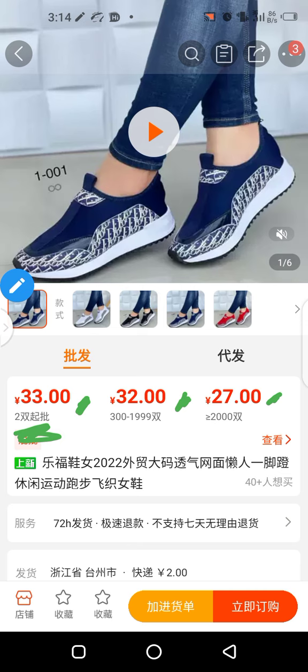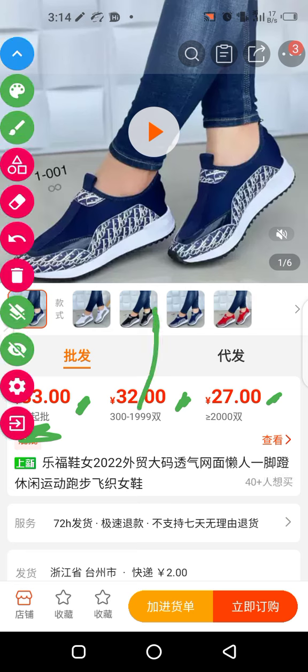So 2 to 299 is at 33 yen, 300 to 1,999 is at 32 yen, and 2000 and above is at 27 yen. But if you are buying one, because the supplier didn't put the minimum as one, the minimum order quantity here is 2. The minimum order quantity here is 2. So you have to get that.